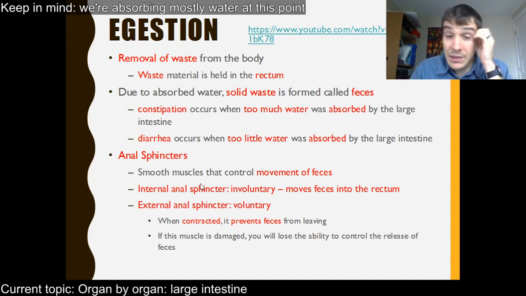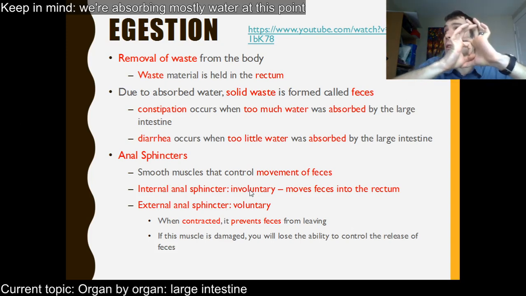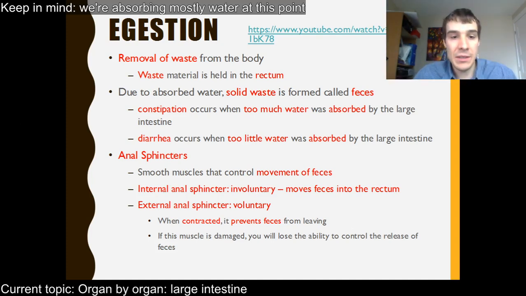And there's smooth muscles that control the movement of feces. The internal anal sphincter, there's 2 sphincters, so 2 little rings, and they're kind of inside each other. This one and this one. The inside one controls the movement of the feces into the rectum, so it slowly brings the feces into the rectum. And then the external one is voluntary, so that's the one that we can actually hold shut ourselves or let go ourselves, and that's how we poop.